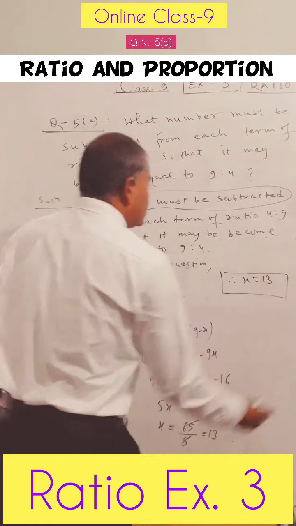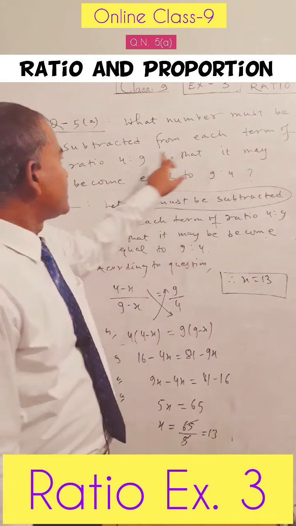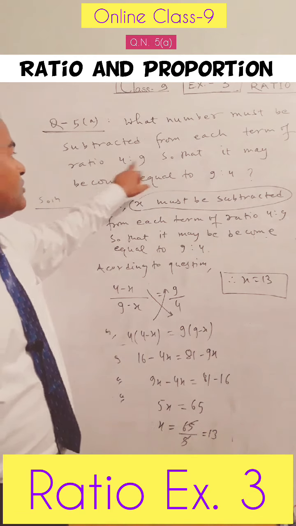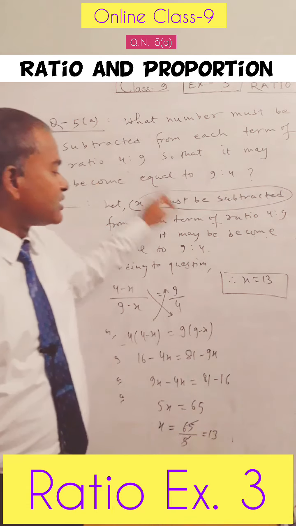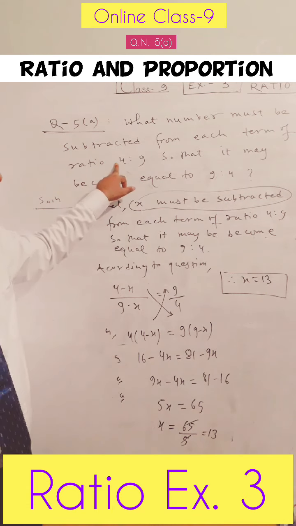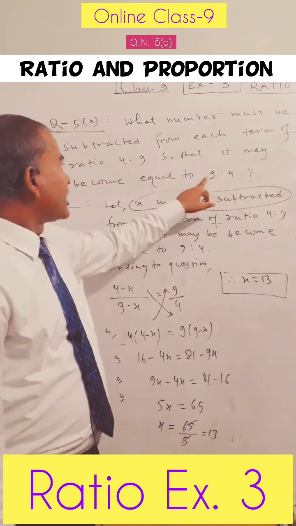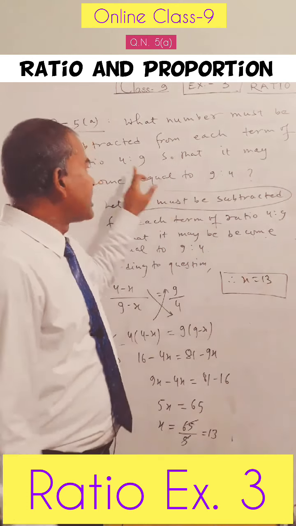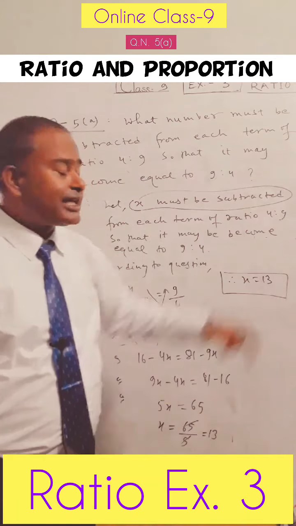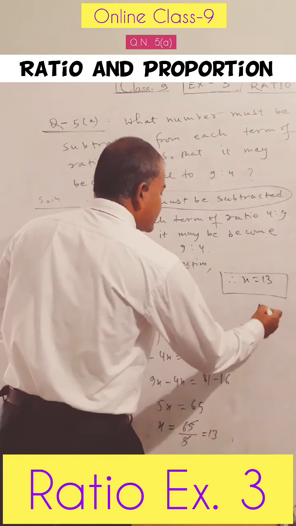So dear students, according to this question, if 13 is subtracted from each term of the first ratio, then the ratio will become 9:4. We can easily check now. If we subtract 13 from 4, then we get minus 9. And again, if we subtract 13 from 9, then 9 minus 13 we get minus 4. Minus and minus will cancel, then we get exactly 9:4. So we can check the answer and see the required solution.